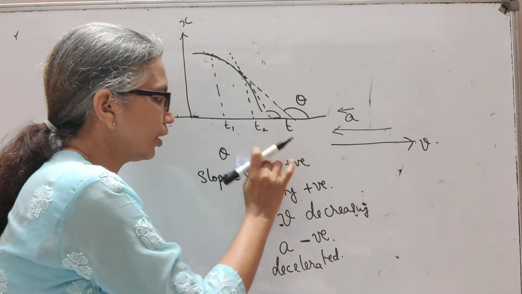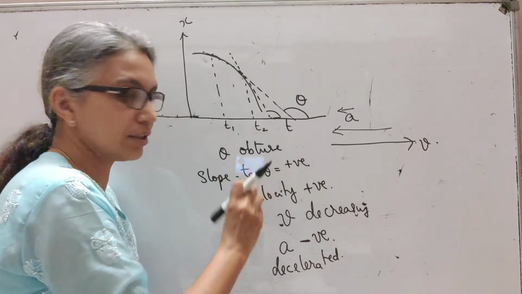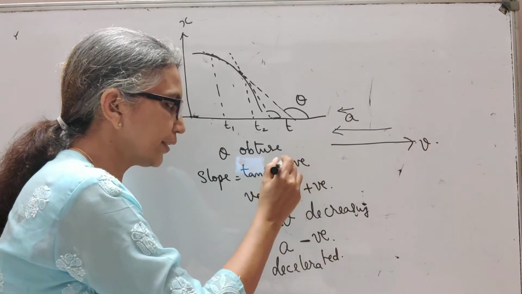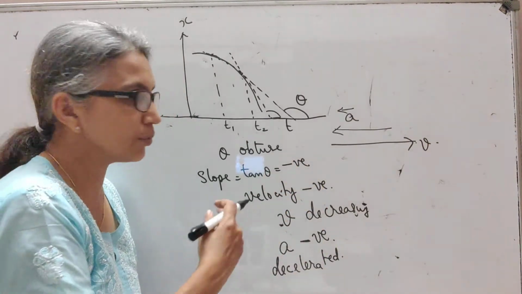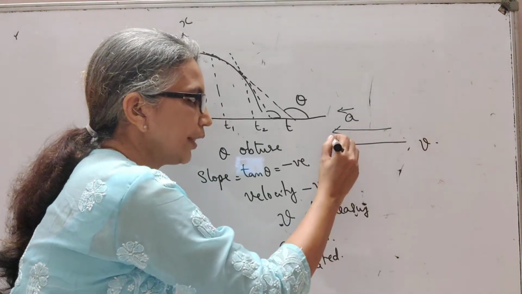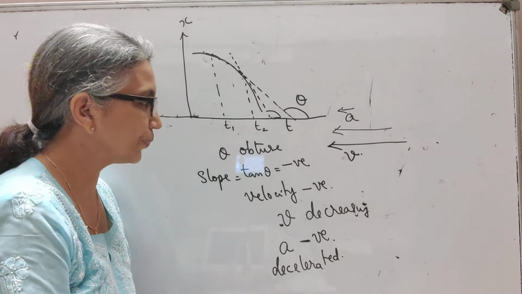If theta is an obtuse angle, I told you that tan theta of obtuse angles will be negative, and therefore the velocity is negative. So let's say the body is moving to the left. It's got negative velocity.